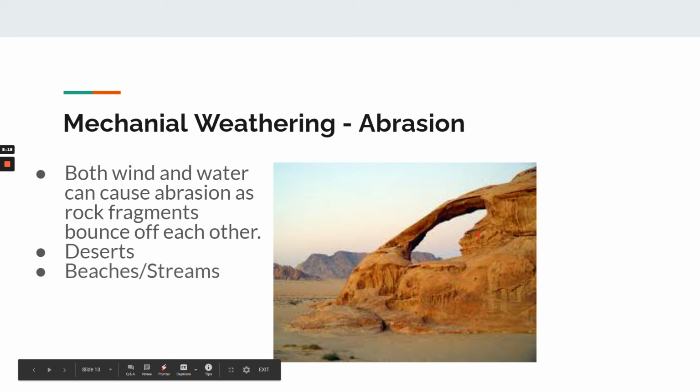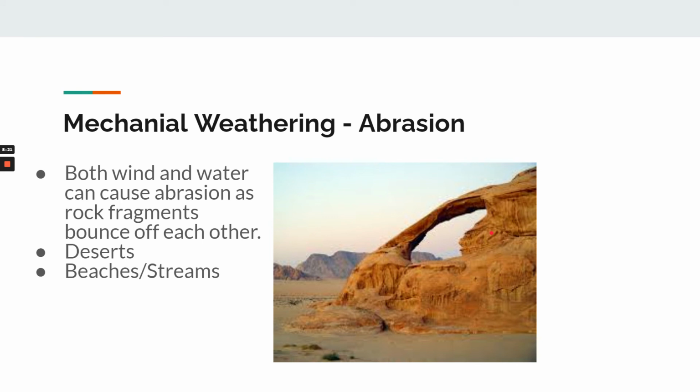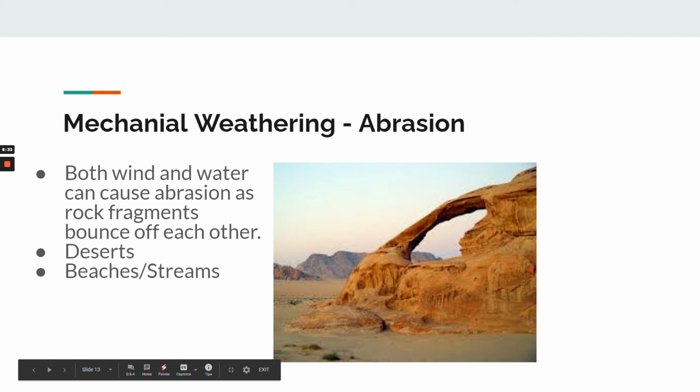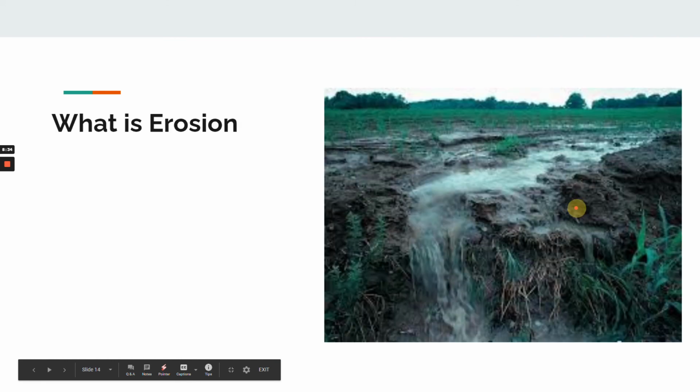And then you also have it in beaches and streams. So anywhere that there's water, you're going to have this kind of abrasion as well. And what abrasion does is it makes the rocks nice and rounded.